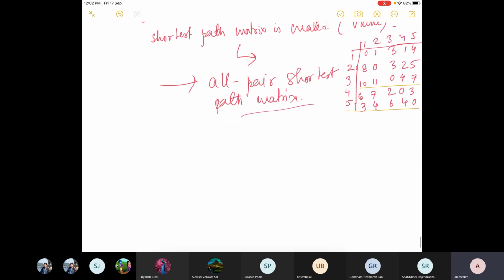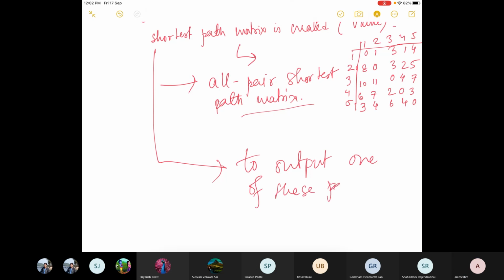Now what is left? I have already given you the hint. To output one of these paths, that is left, right? We have just given the distances between pairs of vertices, but we have to give a pseudocode to compute the path between any pair of vertices.